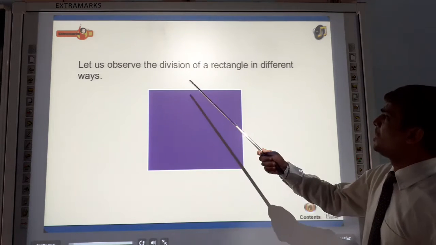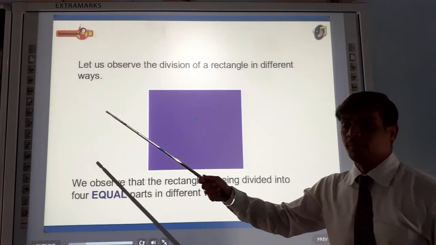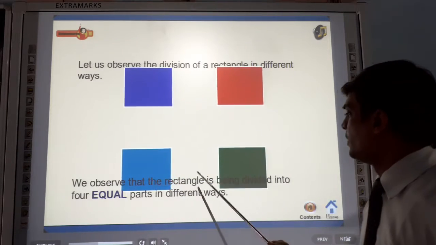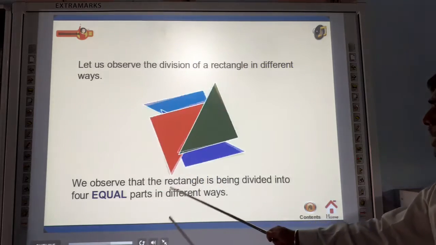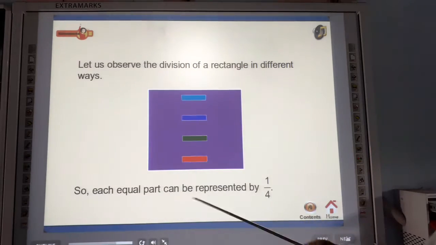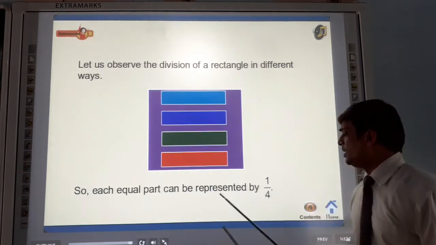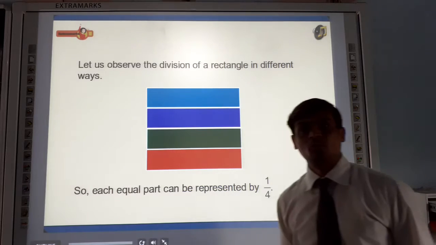Let us observe the division of a rectangle in different ways. Show the diagram. We observe that the rectangle is being divided into 4 equal parts in different ways. Each equal part can be represented by 1 by 4. Look at this, 1 upon 4 part.